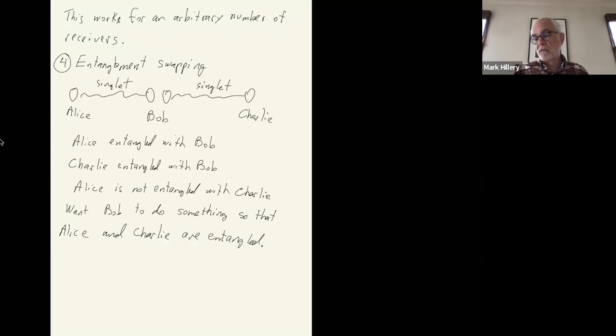So if we can fix it so that Alice and Bob are entangled and Bob and Charlie are entangled, and then he can transfer that entanglement to Alice and Charlie, then we would have Alice and Charlie 200 kilometers apart and being entangled. So this is the way to get around this business about amplifiers introducing noise, is to use entanglement swapping. I'll tell you how to do it in just a second. And this is the basis for something called a quantum repeater.